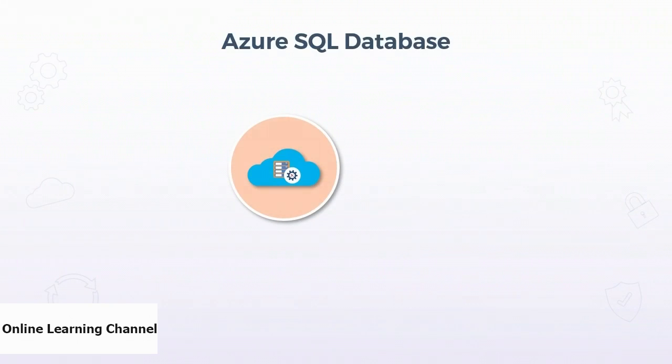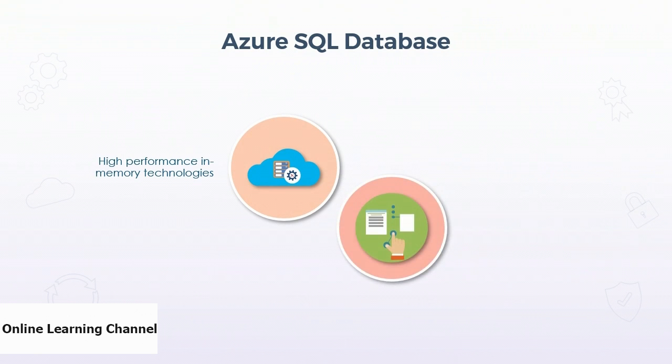Microsoft actually patches Azure SQL Database before it patches the on-prem version of SQL Server. So you get latest capabilities, such as high-performance in-memory technologies, which make your database more performant, and intelligent query processing, which makes workloads more efficient.